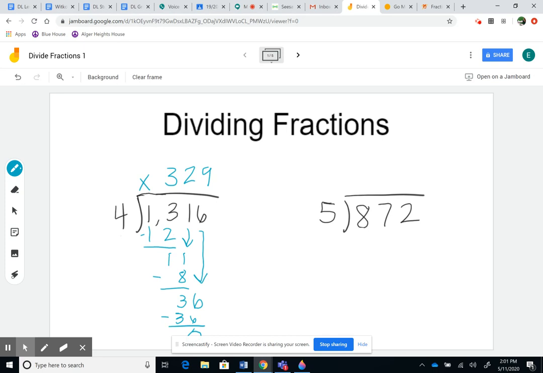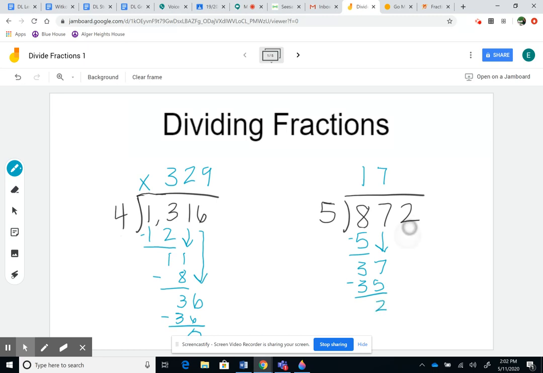It's 872 divided by 5. How many times does 5 go into 8? The answer is 1. 1 times 5 is 5, and 8 minus 5 is 3. 5 can't go into 3, so we bring down the next number, which is a 7. That makes our new number 37. How many times does 5 go into 37? The answer is 7. 7 times 5 is 35. And 37 minus 35 is 2.